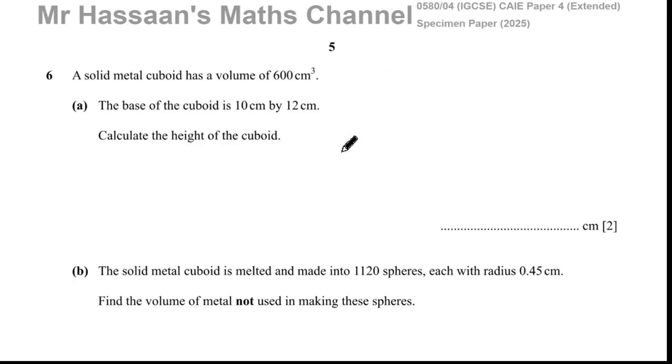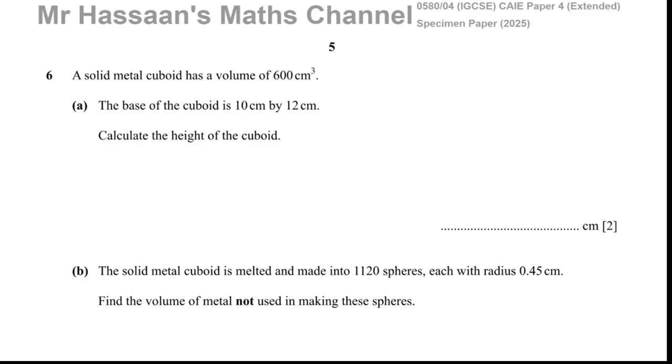And here we got to question number 6, which has got to do with, I guess, volumes and mensuration. It says a solid metal cuboid has a volume of 600 centimeters cubed. The base of the cuboid is 12 centimeters by 10 centimeters. Calculate the height of the cuboid.